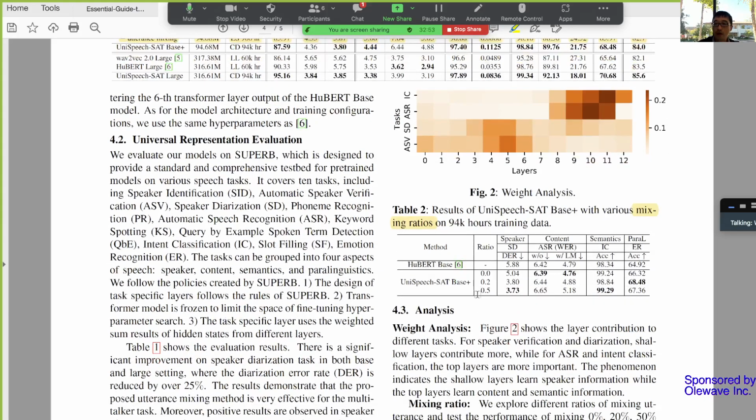Here they're talking about what the mixing ratio should be when they mix the speech with the target speaker. They're saying that if you mix too much, the result might get worse, but you want to mix at a certain ratio, which is good. Okay, I'm going to stop here. Any questions?